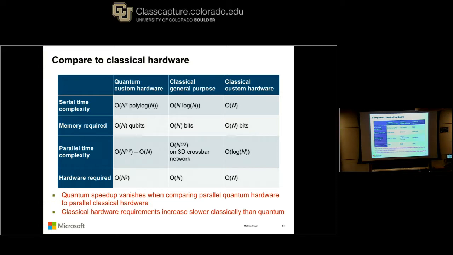So yes, they had a speedup, but the speedup in this case was the parallelism speedup of using n squared hardware again. So when you think about building a special purpose quantum computer, let's think about building a special purpose classical computer. And by the way, the log n here is wrong, asymptotically. Does somebody know why?